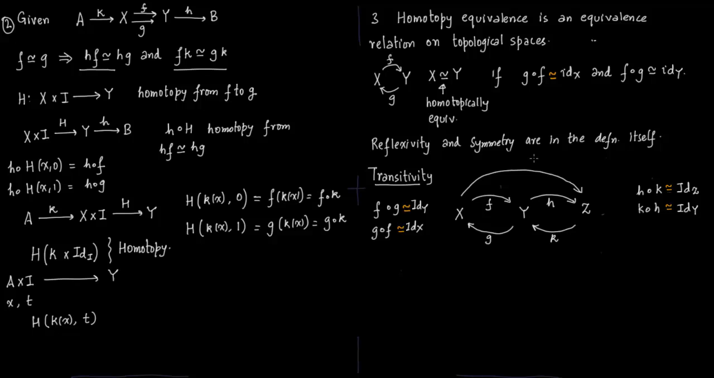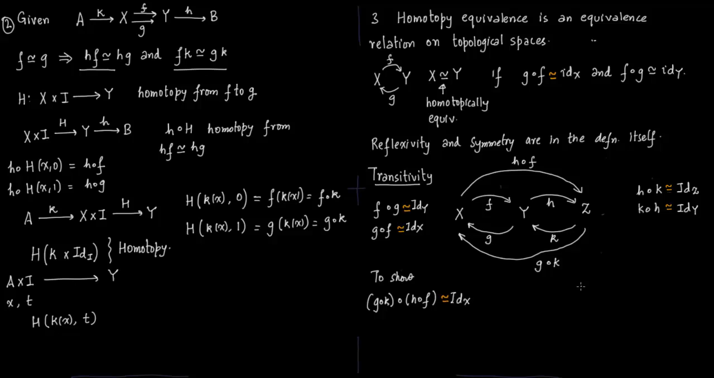So notice that you immediately have a map from X to Z, which is given as h composed with f. That is, you first apply f and then h. And then you have a map from Z to X, which is given by you first apply k and then g. So you have g composed with k. So we need to show these maps, that is, you first apply h composed with f and then you apply g composed with k, should be homotopic to id on X.